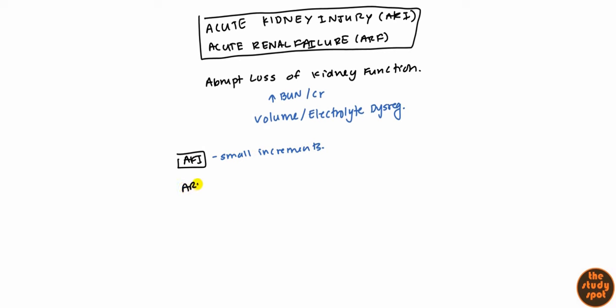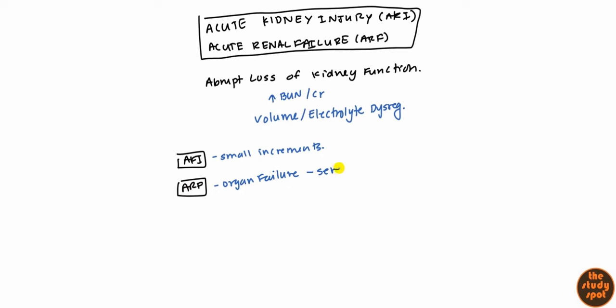So how does that differentiate from acute renal failure? Acute renal failure is organ failure. What this means is the kidney is no longer functional and it no longer works. In acute kidney injury, there is just a small type of damage to the kidneys, but it hasn't failed yet. But in acute renal failure, we're saying the kidney is completely damaged.